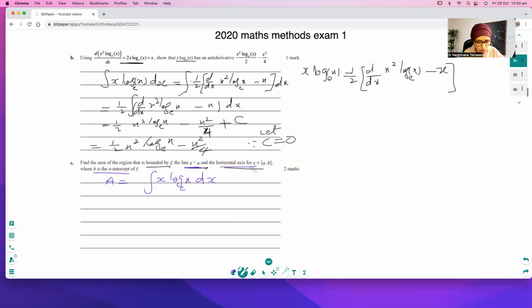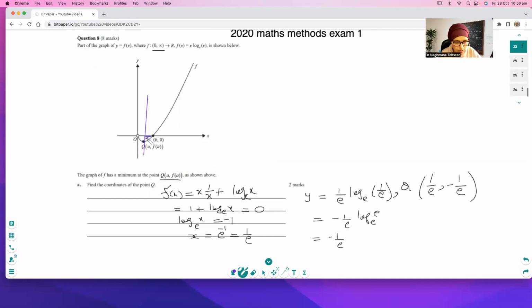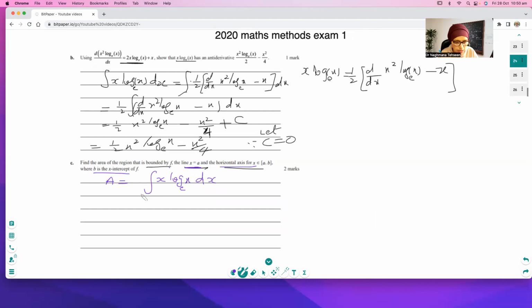So let's see. We are saying the b means, if I go back in here, we are talking about this bit there. Okay, so that's the x-intercept. When b is the x-intercept, it means where y is 0, that means x is equal to b is equal to 1. So this limit would be negative because it's below the axis. So the limit would be 1 over e to 1 because b is 1 there. And we already know the integral of that.